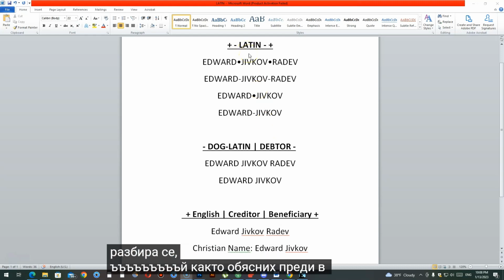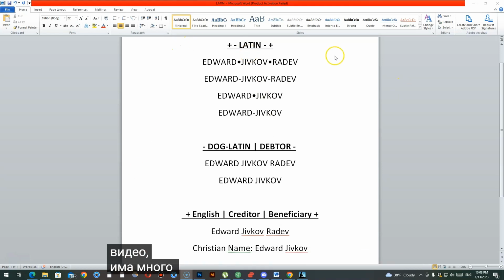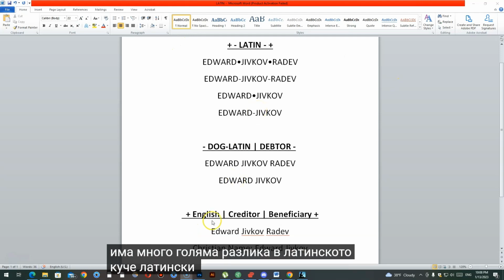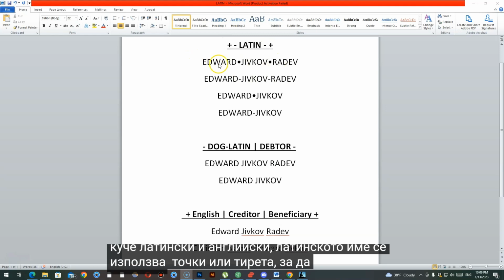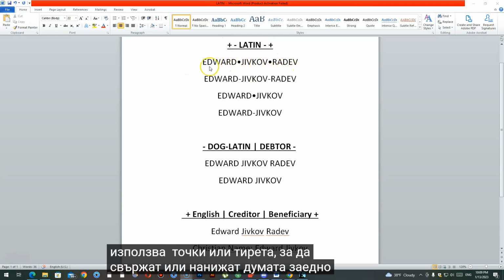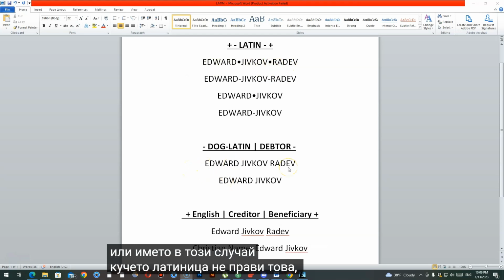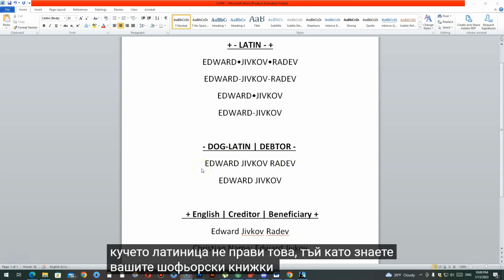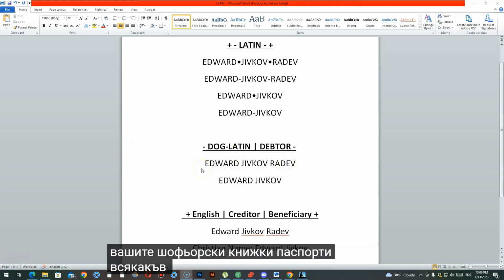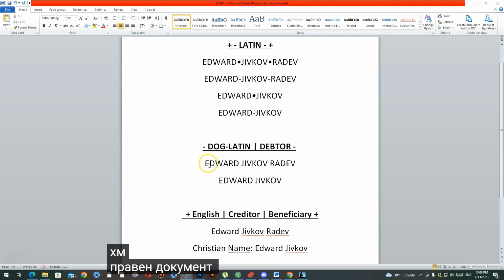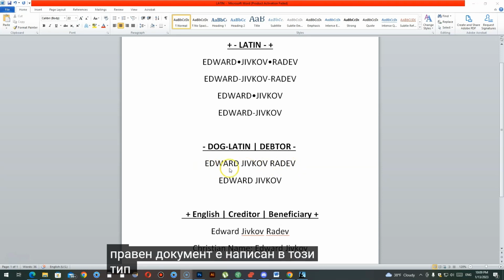As I explained before in the last video, there is a very major difference in Latin, Dog Latin, and English. The Latin name uses interpuncts or hyphens in order to connect or string the word together, or the name in this case. Dog Latin does not do this. As you know, your driver's licenses, passports, any type of legal document is written in this type of hieroglyphic text.